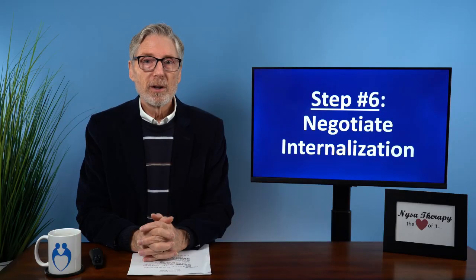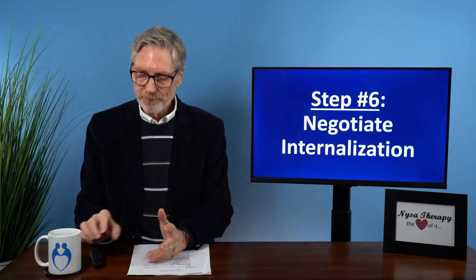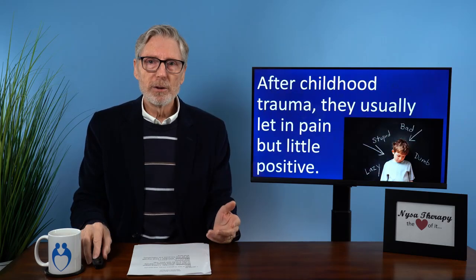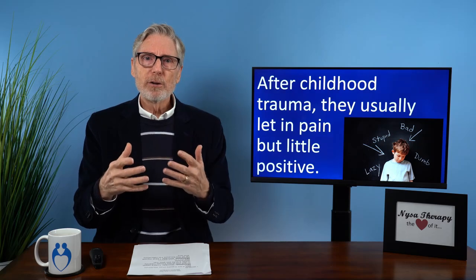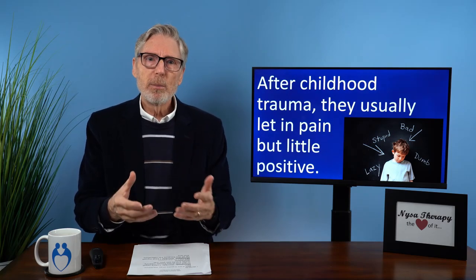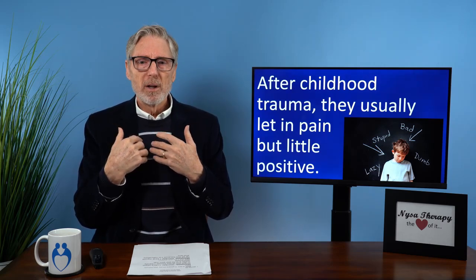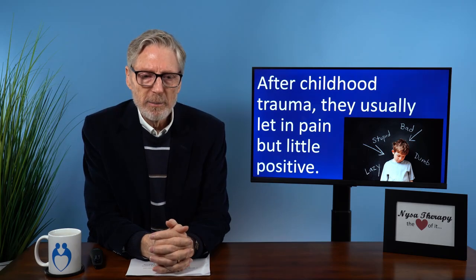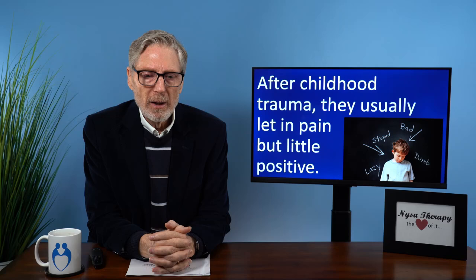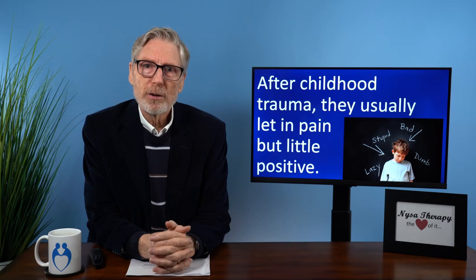Step 6. Negotiate internalization. Accepting or letting in care is essential for the PD person. Esteem, empathy, they've got to be able to do it. But after childhood trauma, they usually are capable of letting in pain, but very little positive. Now, how do we know they can let in pain? We know this because most PD people continually choose partners and friends who cause them pain.